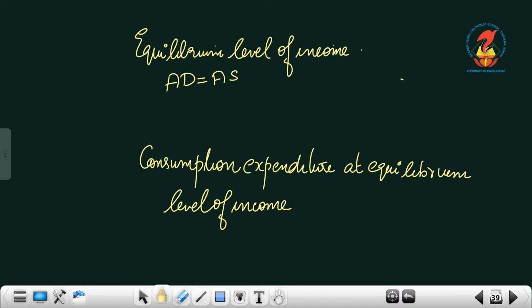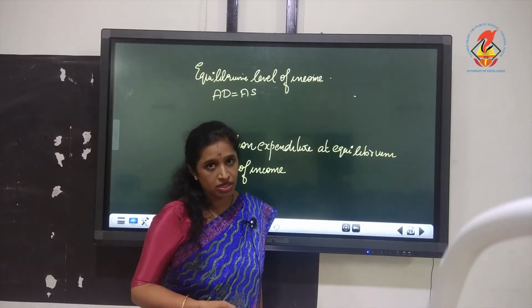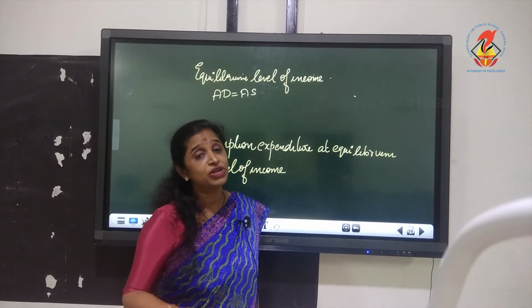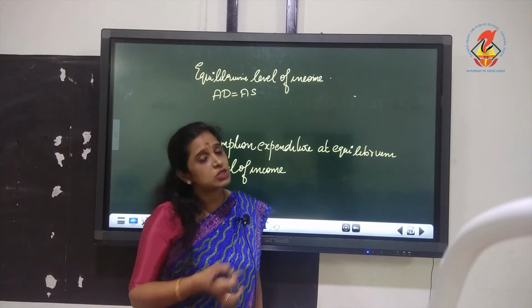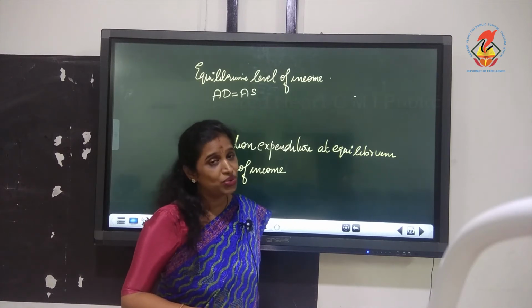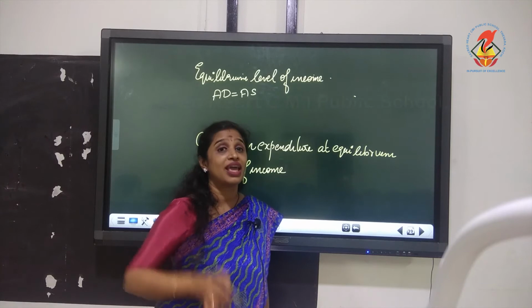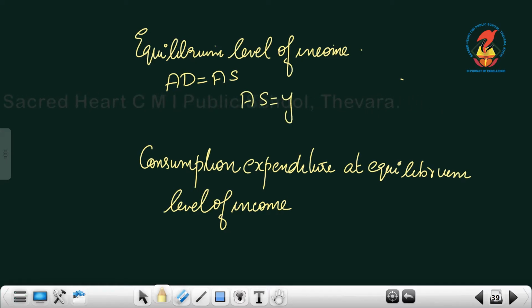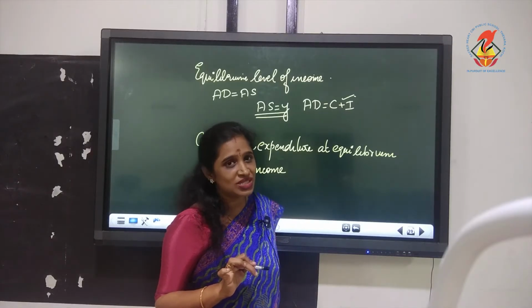Now, we cannot solve the problem with this equation. Therefore, we have to find a new equation from this given equation. Now, you know what is AS. You have learned AS is equal to Y. Aggregate supply is equal to national income. You have learned the components of AD as C plus I. So, AS is equal to Y and AD is equal to C plus I.